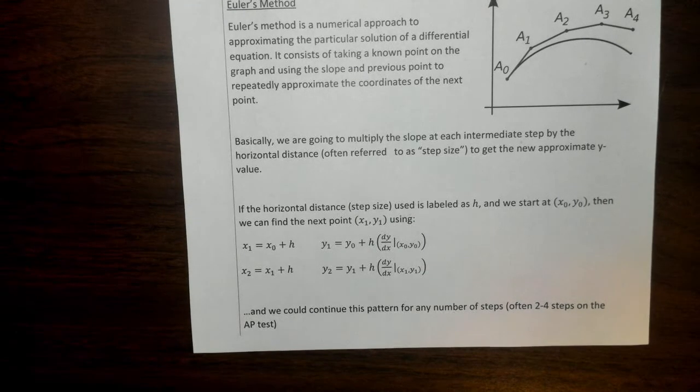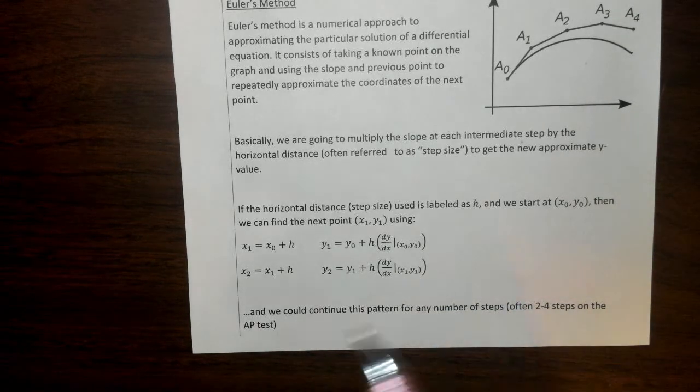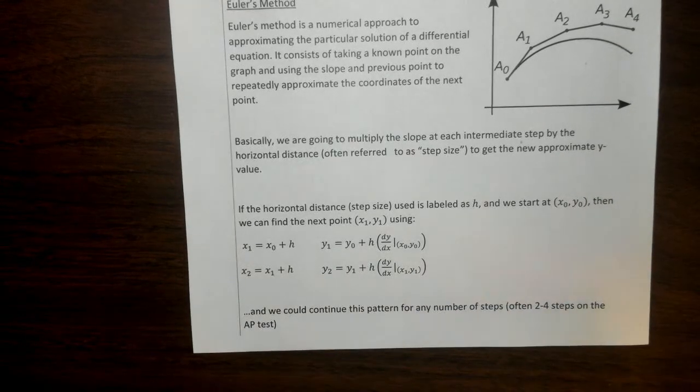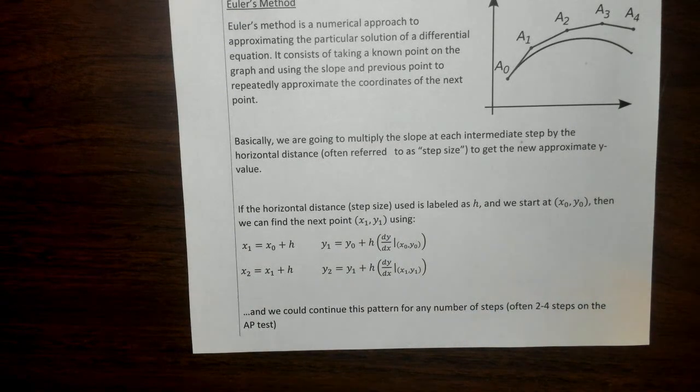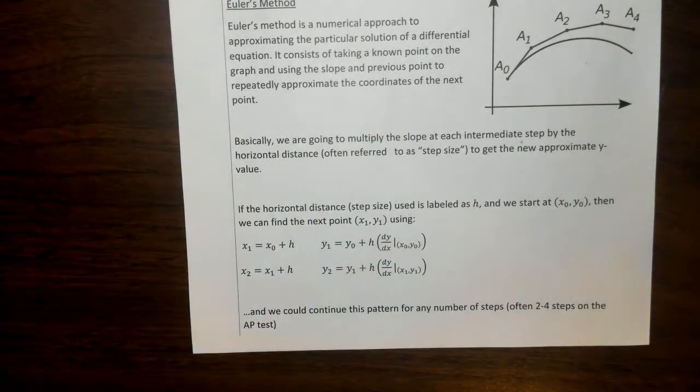Okay, so that's Euler's method. Basically what we're going to do is get our starting point, which is going to be given to us, and then figure out our step size. Sometimes they just explicitly tell you the step size, and sometimes they give you enough hints that you can figure it out. I'll show you the difference between those.